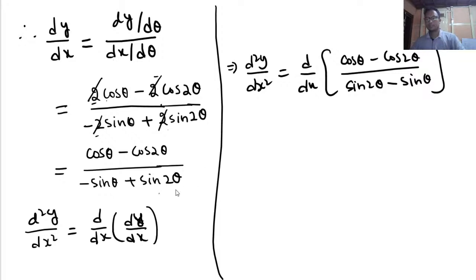If we apply the trigonometric formula, I think that will be easier. I think the formulas for cos a minus cos b and sin a minus sin b will be easy for us, right?